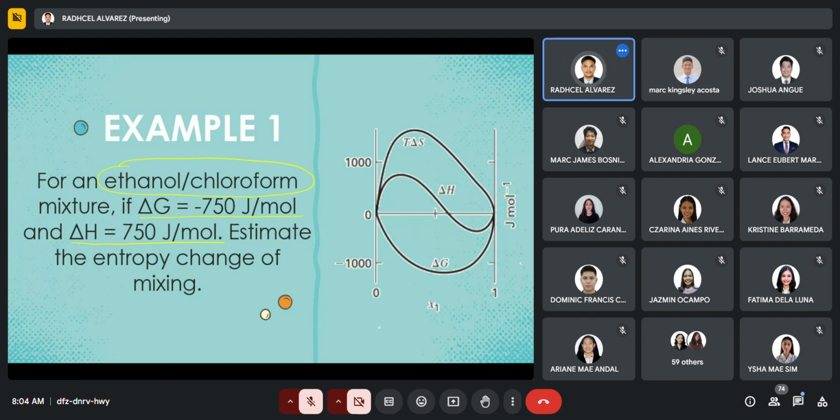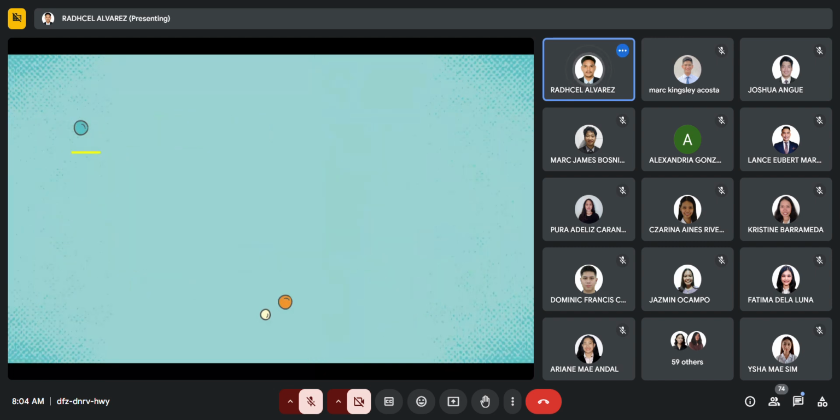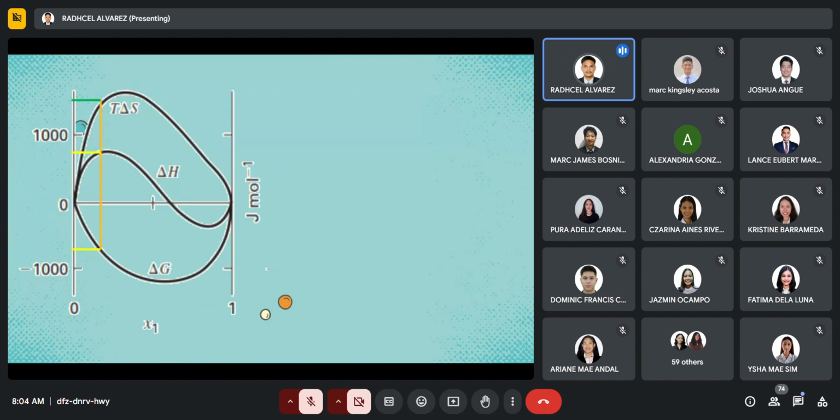And ito yung graph na yon. Out of 6, hahanapin nyo alin ba dito yung para kay ethanol and kay chloroform mixture. Okay? So let's try to solve. So ito yung ating given na graph. Now, meron tayong given na ating delta G daw ay negative 750 joule per mole. And our delta H is 750 joule per mole.